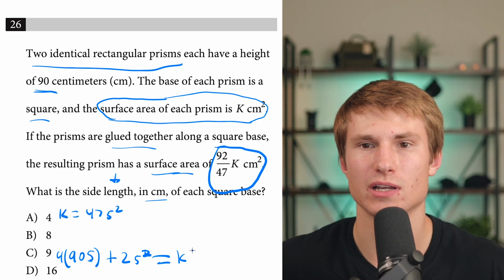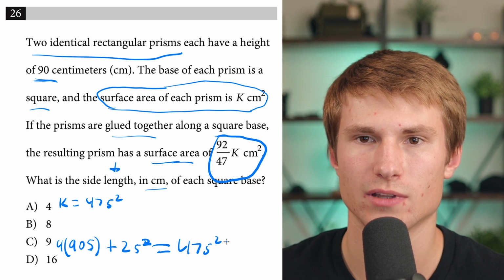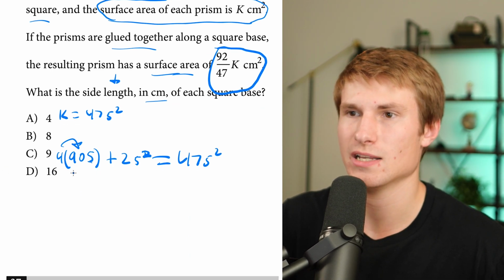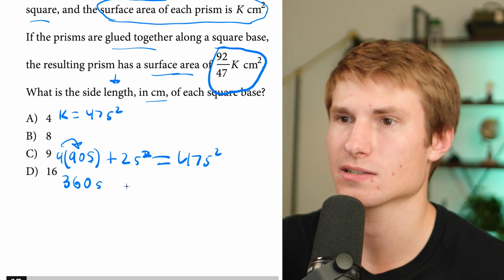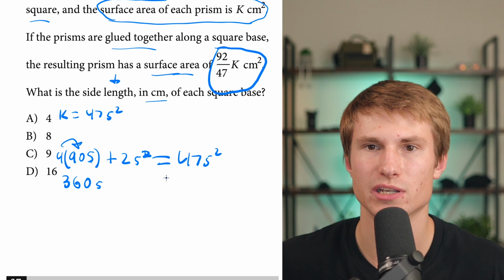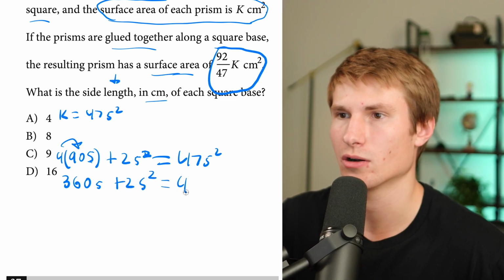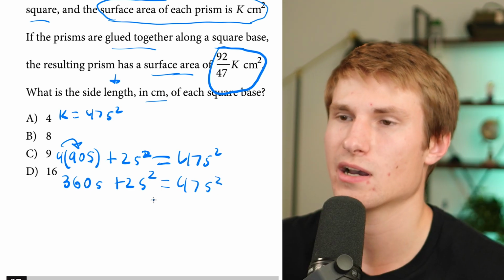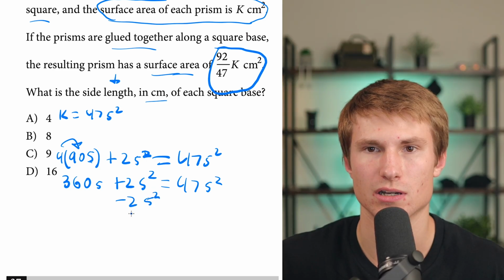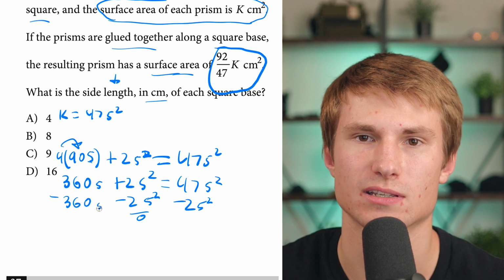All right, now let's go ahead and substitute in for k. So we have 47s squared. Now I'm going to scroll down so that we can continue writing out this question. So from here, 4 times 90s will give us 360s. We have this plus 2s squared and we have this 47s squared. What I'm actually going to do here is start moving everything over to this right side so we can get set equal to 0. The reason that I want to move everything over to the right side is so that I have a positive coefficient in front of s squared, just because that generally makes questions easier. So let's go ahead and do that by subtracting 2s squared from both sides and subtracting 360s from both sides.